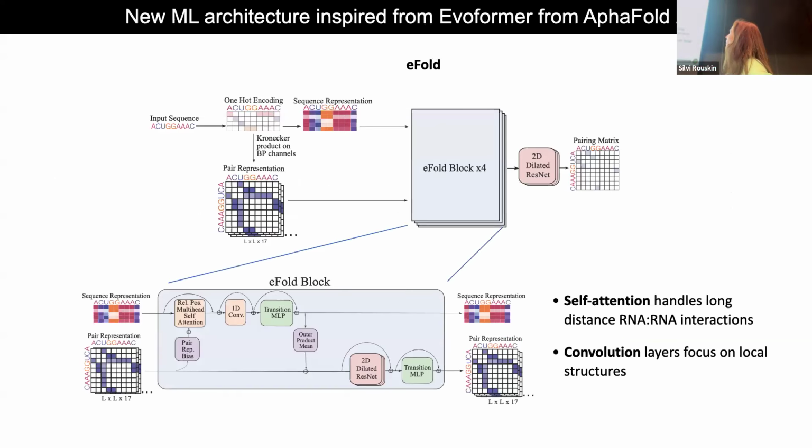In addition to this, we developed a new machine learning architecture. It was inspired by the Evoformer from AlphaFold 2 because that had just come out. The new thing about this architecture is really just adding self-attention layers. People had already been using convolutional neural networks to predict the 2D structure. It's the self-attention that was new. And we thought by adding self-attention, perhaps this network can better handle long-distance interactions and can better predict structure for long RNAs.